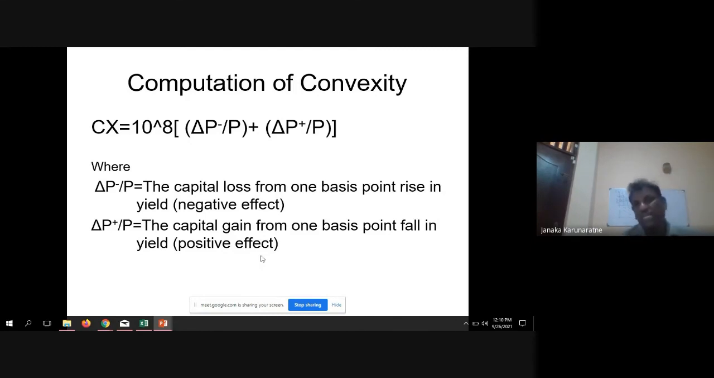Okay, so we can use the convexity adjusted formula for the computation of duration. The only thing is we need to compute the convexity. So the convexity of any bond equals delta P minus, that is the negative impact, plus the positive impact, add them together and take 10 to the power 8. Now this is 10 to the power 8, right?